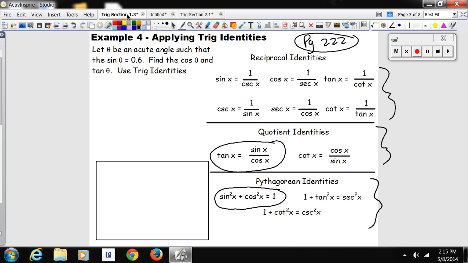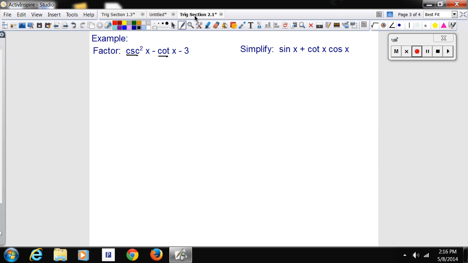Which one? The very, very last one. Look at the very bottom one. It has 1 plus cotangent squared equals cosecant squared. That's the one that you could have a cosecant and a cotangent both in there. So let's go back to here. And cosecant squared is the same as 1 plus cotangent squared.